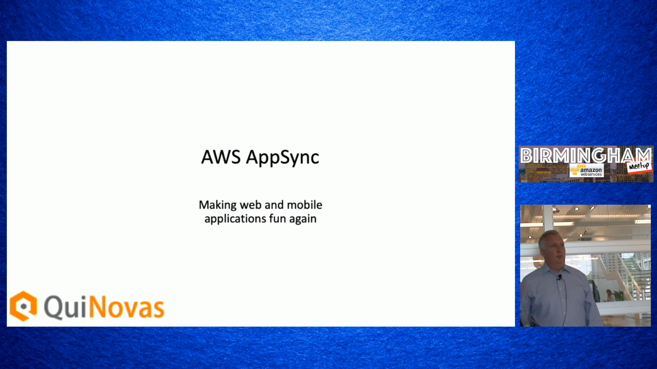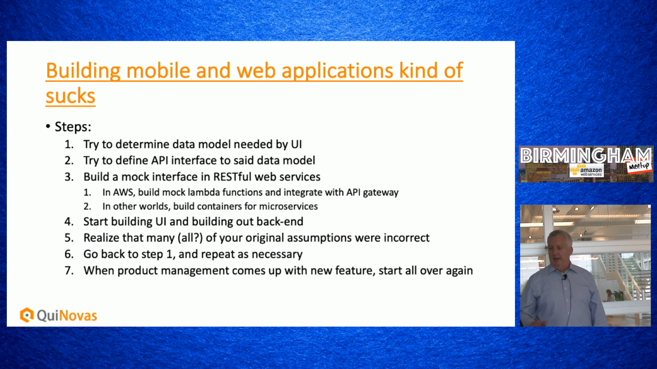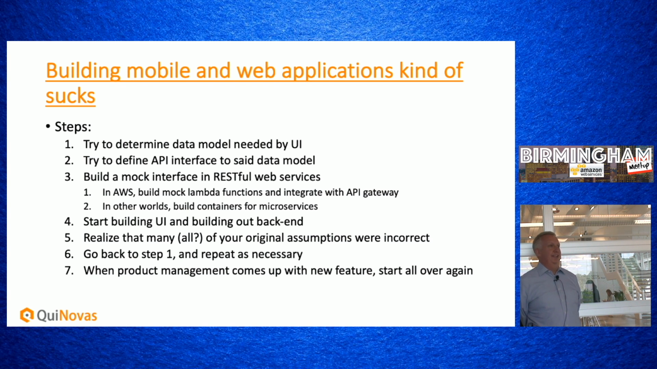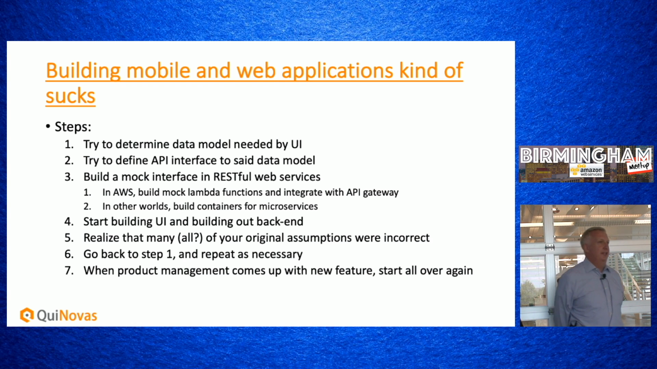So, building web applications traditionally, at least I find it to be somewhat of a grind. In fact, I think it kind of sucks. So the steps that you normally take, if you guys have built a web application before, is you try to define the data model that your UI is going to need. You try to define that API interface, and the reason I say try is because you never really succeed, not the first time around.